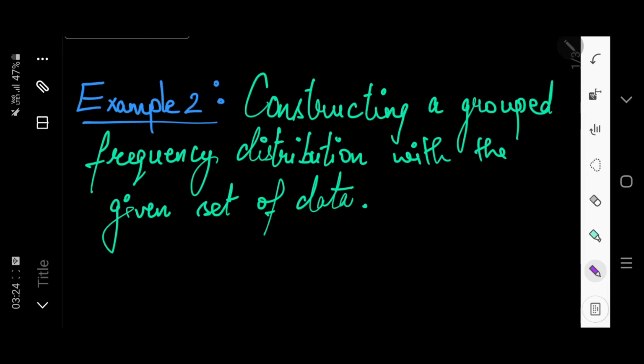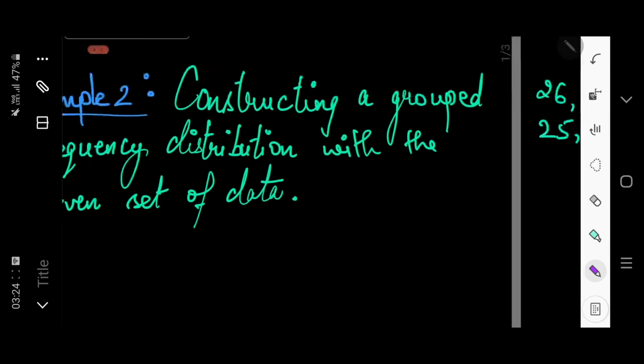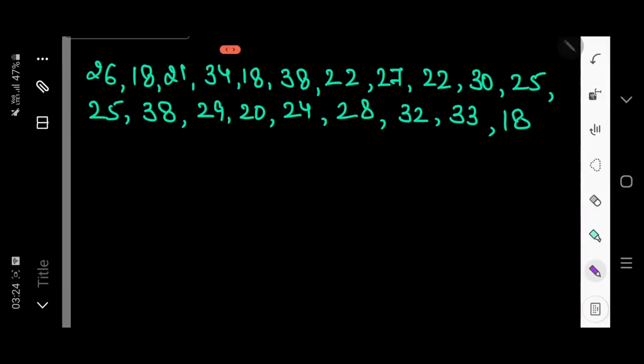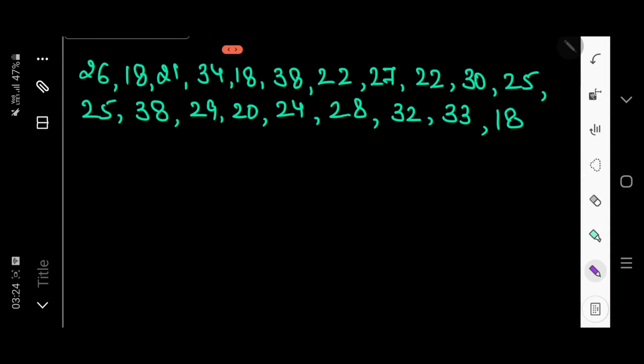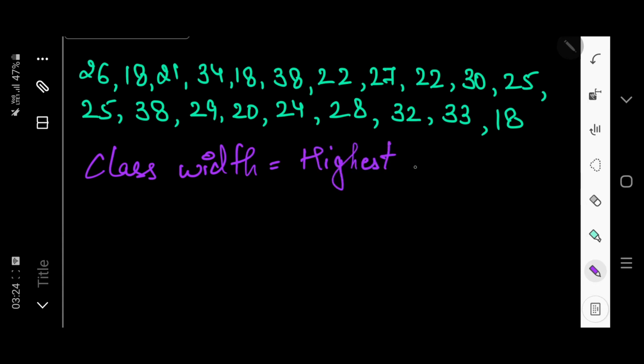So let's start with example 2, where we have to construct a grouped frequency distribution table with the given set of data. For that, first we need to find out the class width, as we need to make a frequency distribution table in the grouped form. To calculate the class width, we have the formula: highest value minus the lowest value, whole divided by number of intervals.